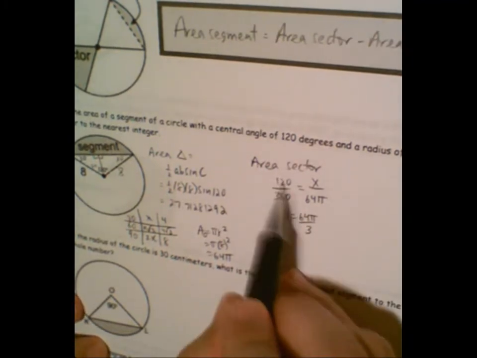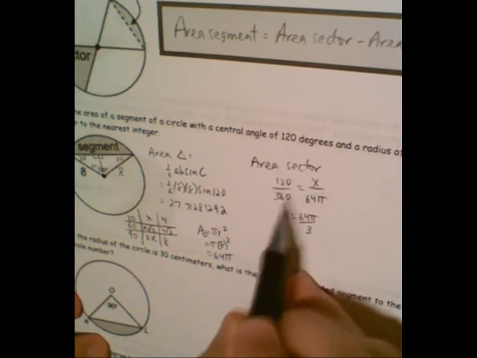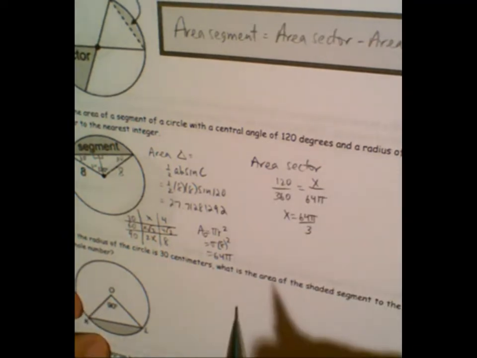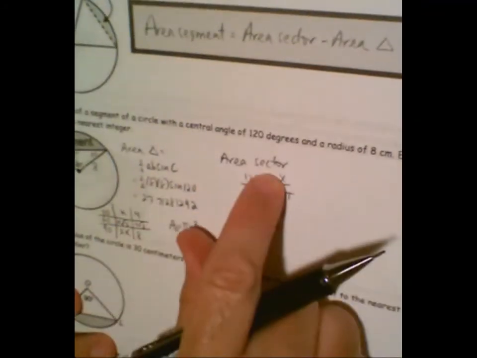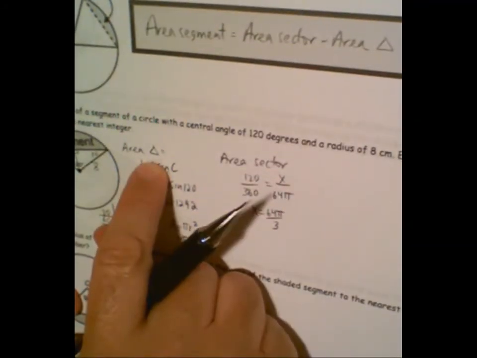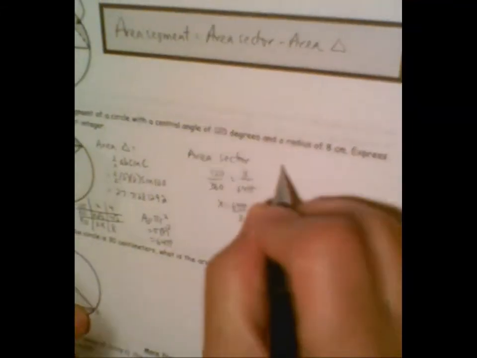This is really 1/3. Cross multiply, 64 pi equals 3x. Divide both sides by 3, you get 64 pi over 3. So now, the area of the sector, we have the area of the triangle. So now we're going to be able to find the area of the segment.